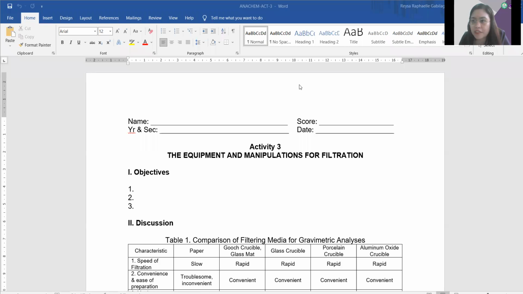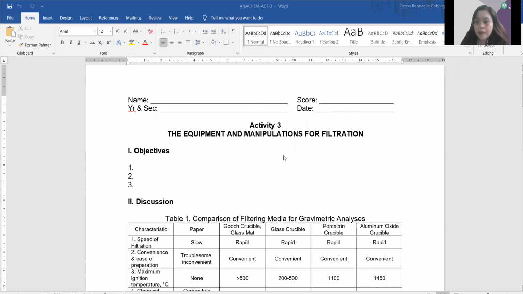We will be doing activity number 3 this afternoon. This is entitled The Equipment and Manipulations for Filtration. You have to read and understand the whole activity, and you have to come up with your own objectives on what you want to learn in this activity.